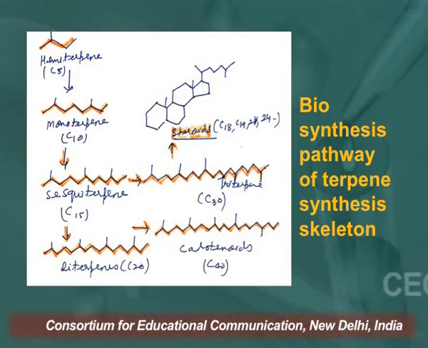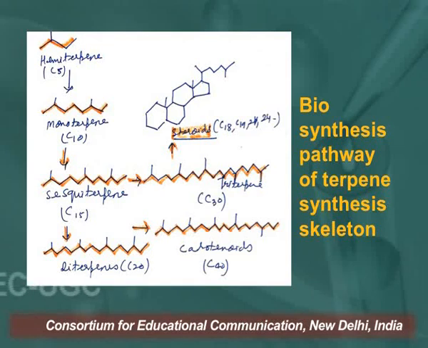Next, in the PPT you will see C5. This is hemiterpenes. Hemiterpenes have only one isoprene unit. When two isoprene units join together in a head and tail fashion, we get monoterpenes. Monoterpenes have two isoprene units. Similarly, monoterpenes are biosynthesized to sesquiterpenes. Sesquiterpenes have C15 carbon atoms.